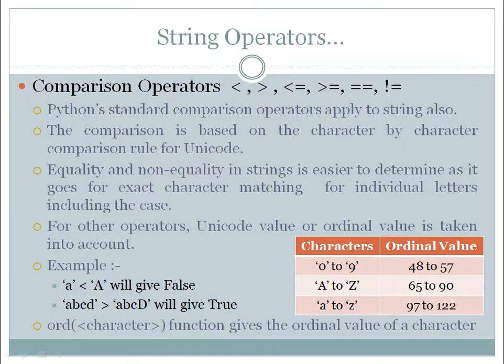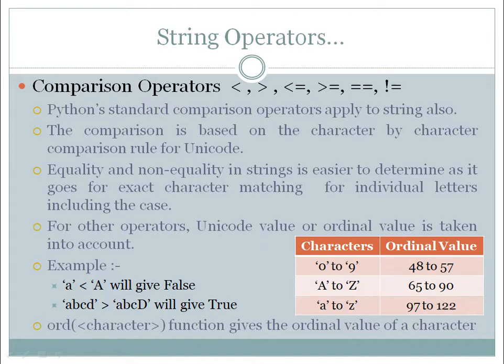Next we have comparison operators that are less than, greater than, less than equal to, greater than equal to, double equal to, and not equal to. So Python's standard comparison operators apply to strings also. The comparison is based on the character by character comparison rule for Unicode. You know, all the characters in Python are Unicode. The strings will be compared character by character. First character of first string is compared with the first character of second string, and so on. Equality and non-equality in strings is easier to determine as it goes for exact character matching for individual letters, and it is case sensitive.